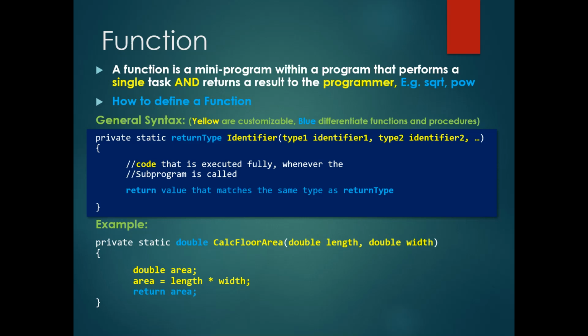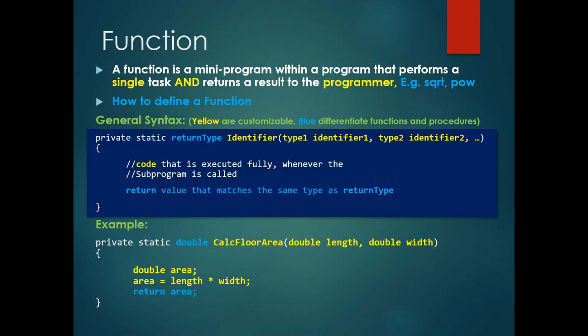Okay. Let's look at a simple example. So here we have one that calculates the area of a floor. Well, most floors are rectangular. So what do we need? We need a length and we need a width. Inside, I've created a variable called double area, and I've calculated it, and it returns that area.